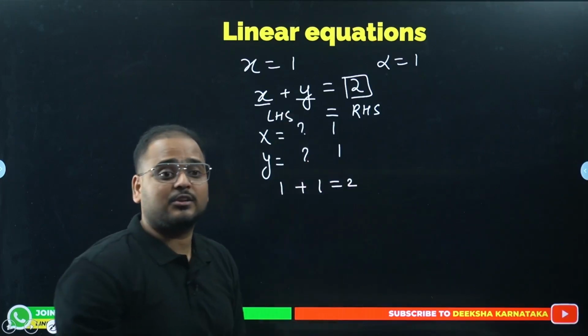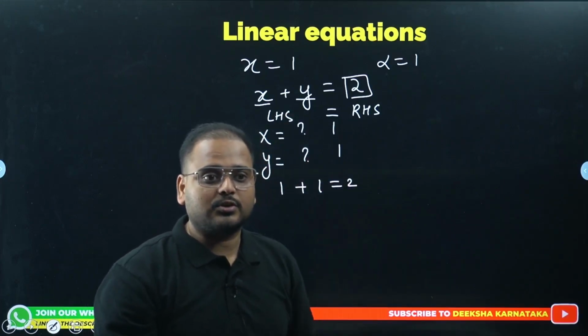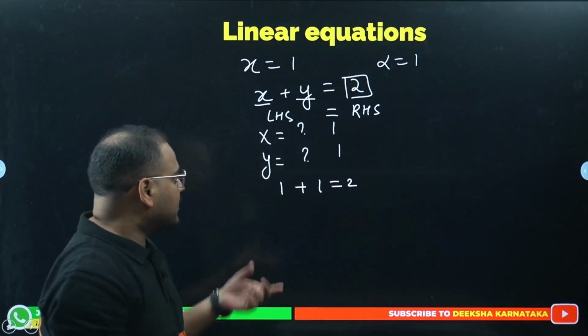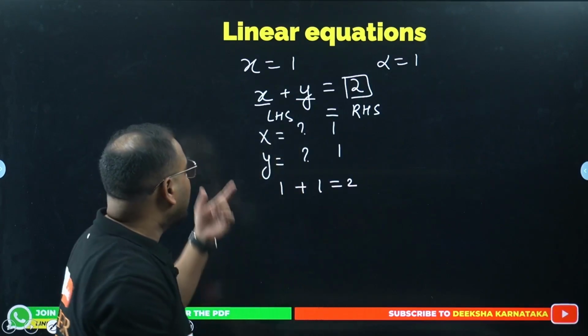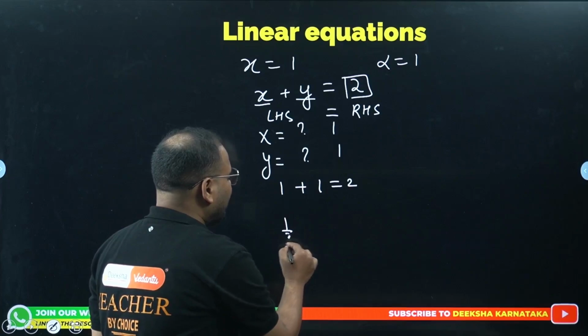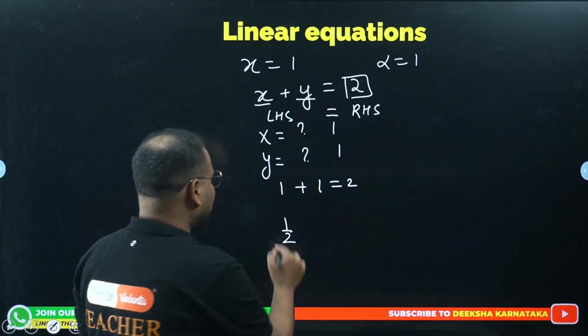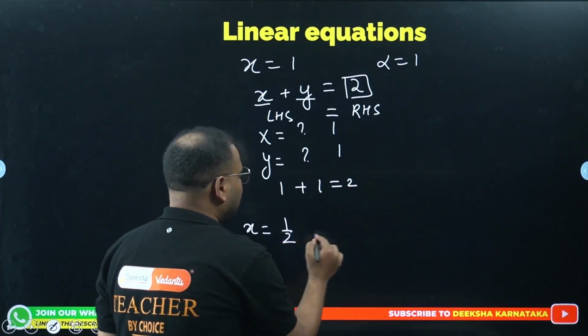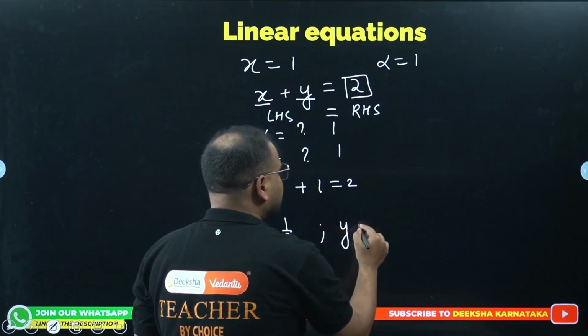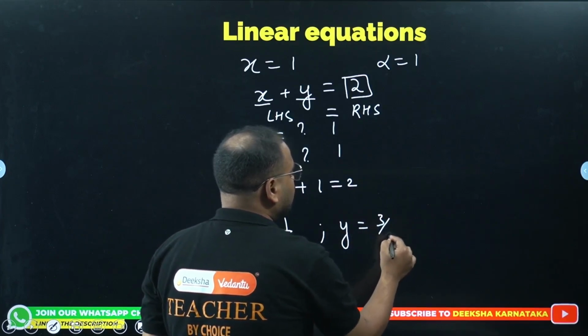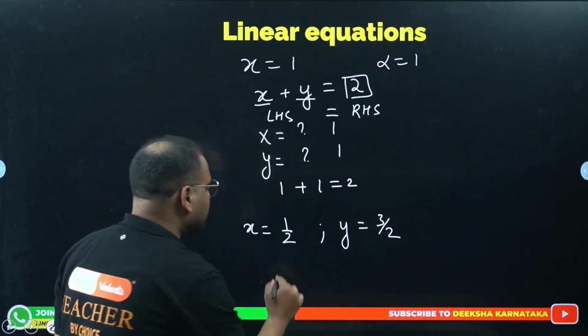Equation satisfied. This is a solution. Excellent. Great. But is it the only solution? No. I can take x as 1 by 2 and I can take y as 3 by 2. Sum is what, sir?